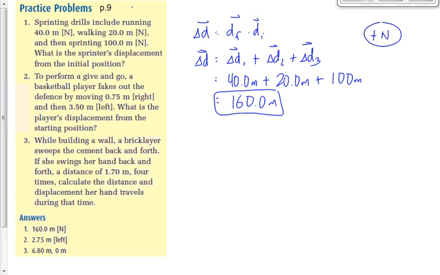Good, good. Question 2: to perform a give and go, a basketball player fakes out the defense by moving 0.75 meters to the right, then 3.5 meters to the left. What's the player's displacement from the starting position? What do we have here? This basketball player moves to the right, then moves to the left. Are these positions or are these displacements? Are these where she is or how far she's gone? Is she 0.75 meters to the right of something, or has she moved 0.75 meters?